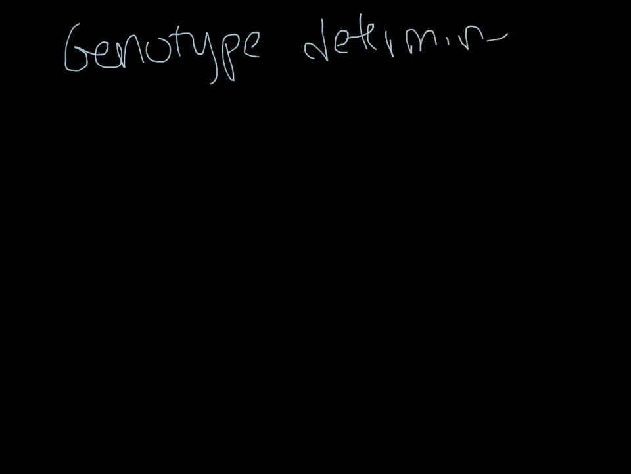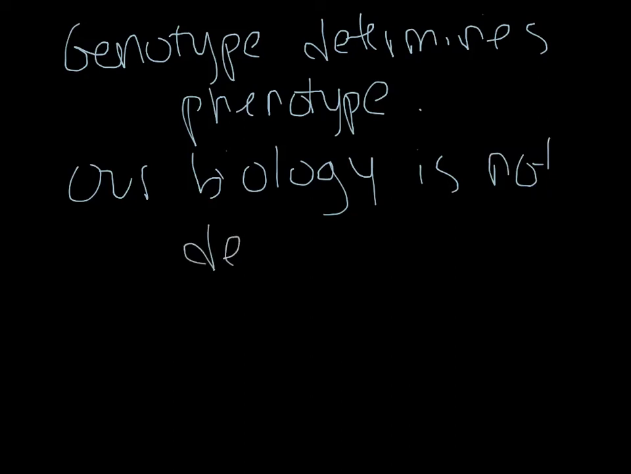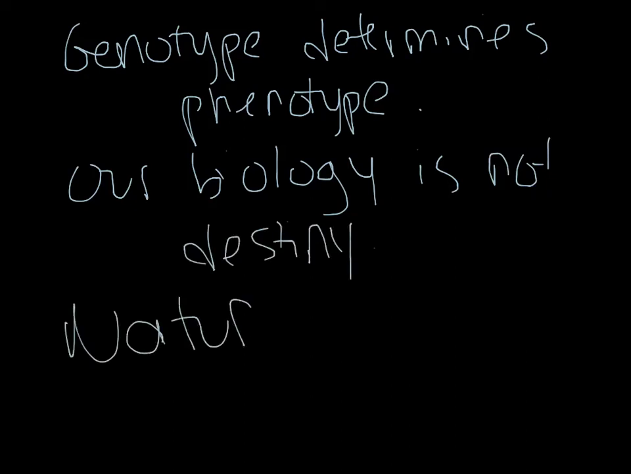So remember, lastly, the big point: your genotype determines your phenotype. But you can always overcome your genotype. So your biology is not your destiny. So our biology is not our destiny. You can always overcome. And that's something we'll talk about next week, the idea of nature versus nurture. It's this whole big theme. What really matters? Is it your DNA or is it who you are?